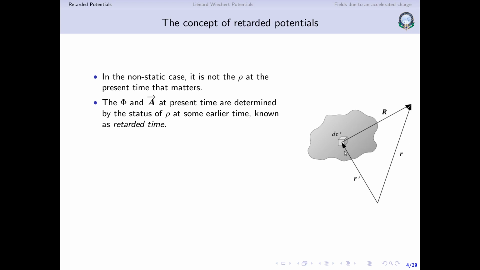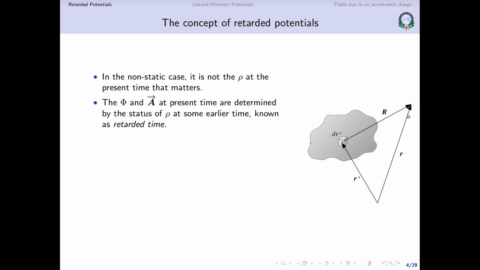So for instance, let's say I have some charge distribution over here, and I want to find out the potentials at this point. So we have some reference point. The position of this point is r, and we take a small volume element over here, at a position r prime. So in the static case, we just integrate over the entire volume, and that is going to give us the potential at this particular point, right?